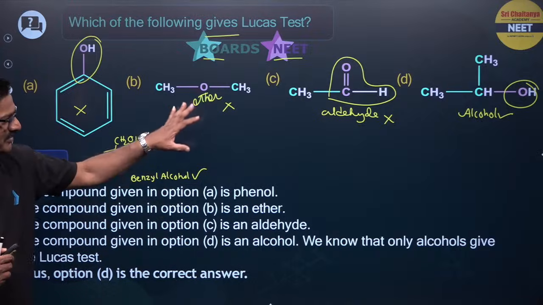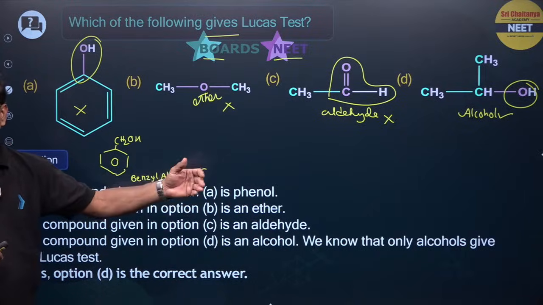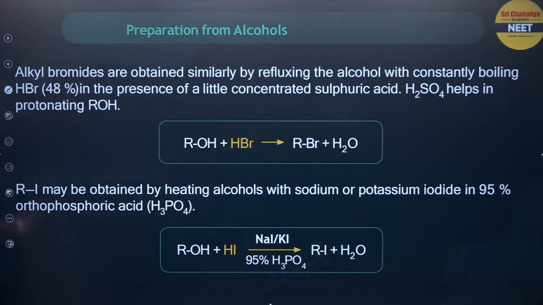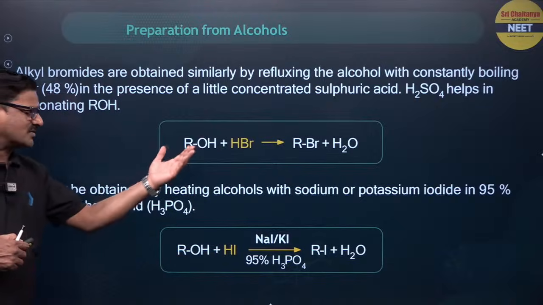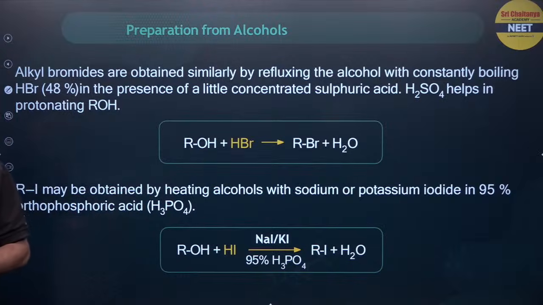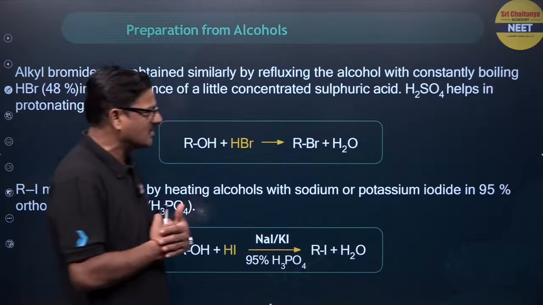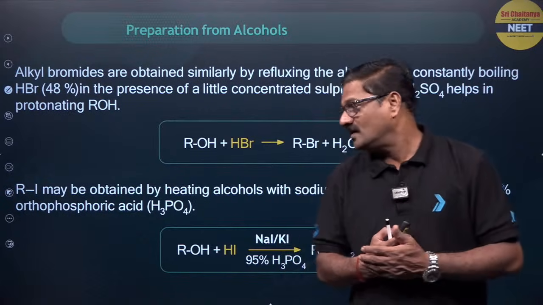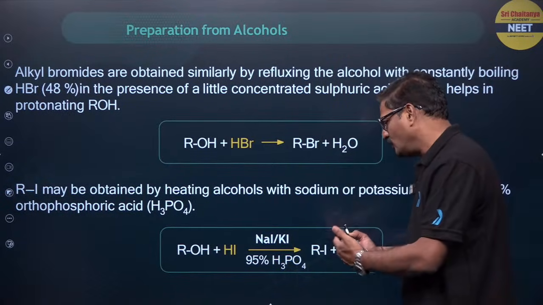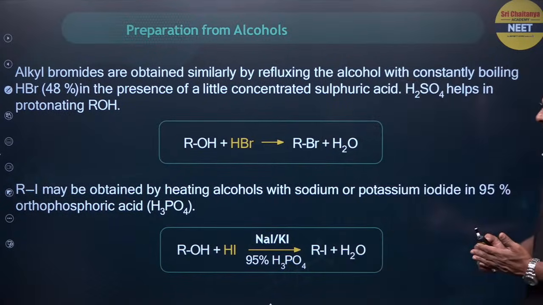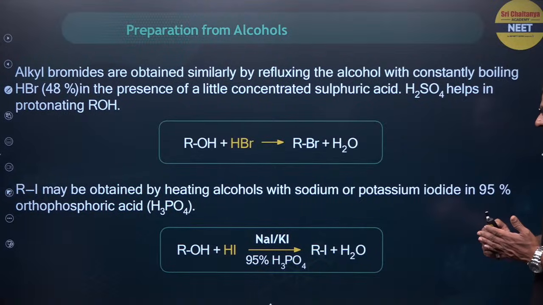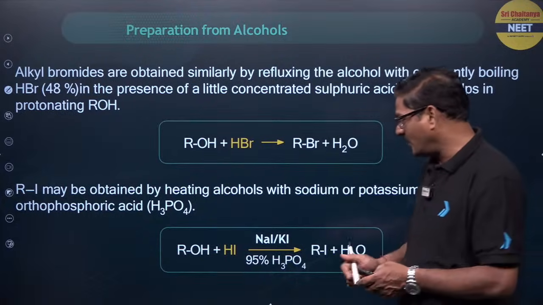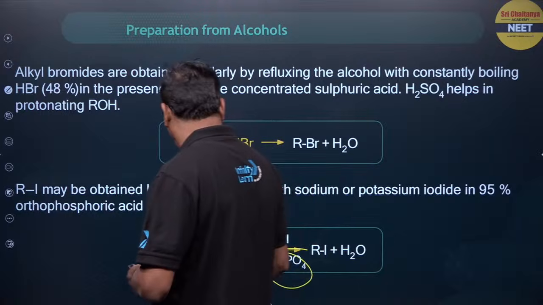You need to have a clear picture about what you are doing, what you need to do. Okay, let it be. So here, preparation from alcohols. Alkyl bromides can also be formed from alcohols when treated with HBr to give RBr. If you go for HI, you are going to get RI. RI may be obtained by heating alcohol with sodium or potassium iodide. You can use H3PO4, right? This is very, very important.